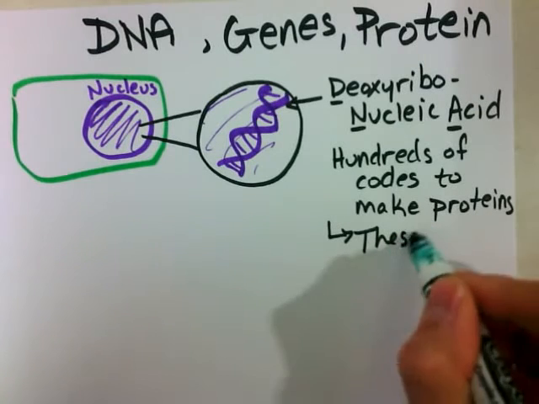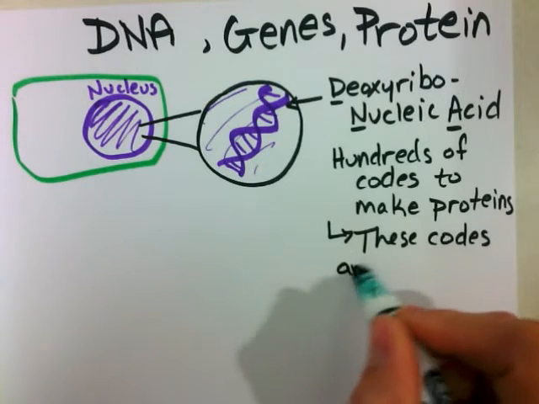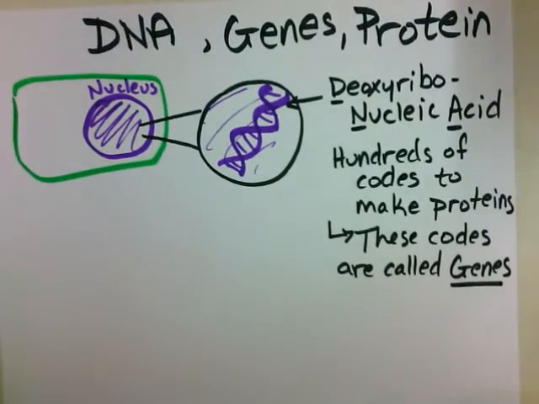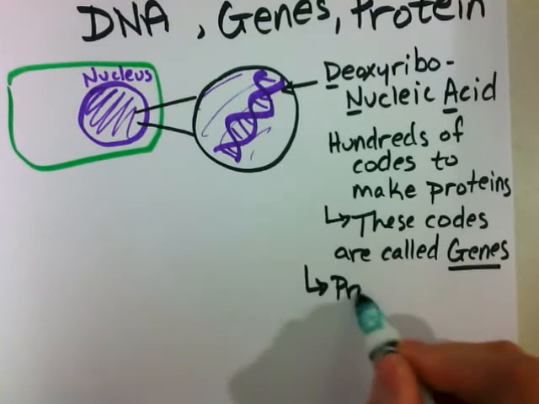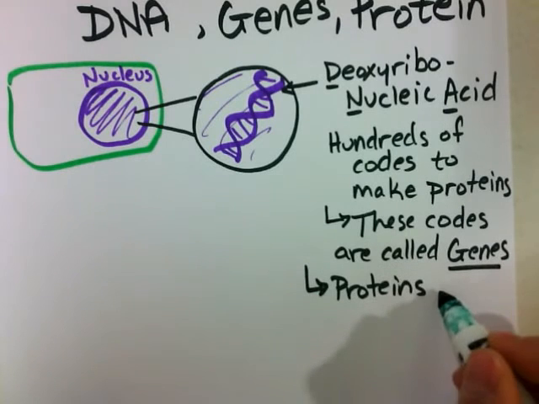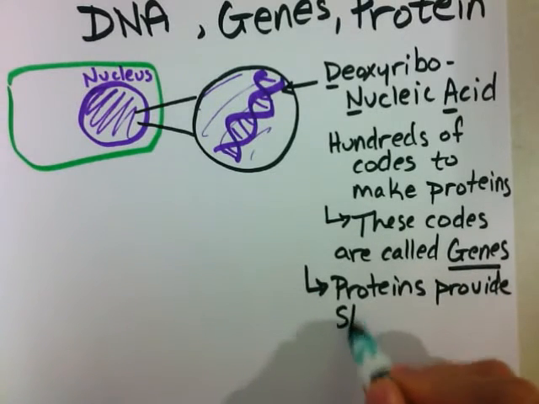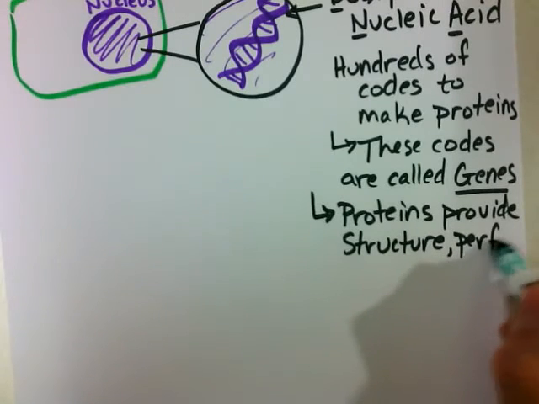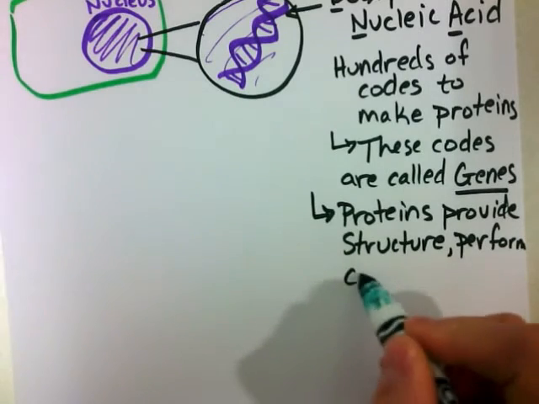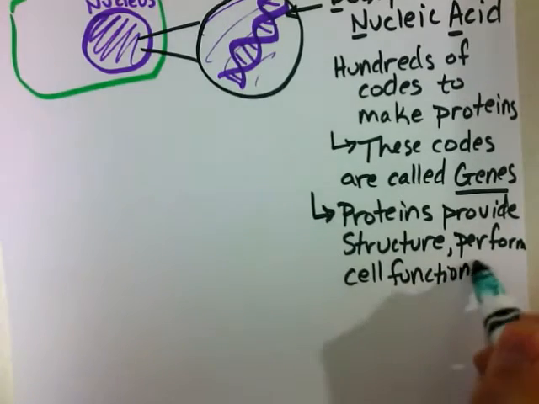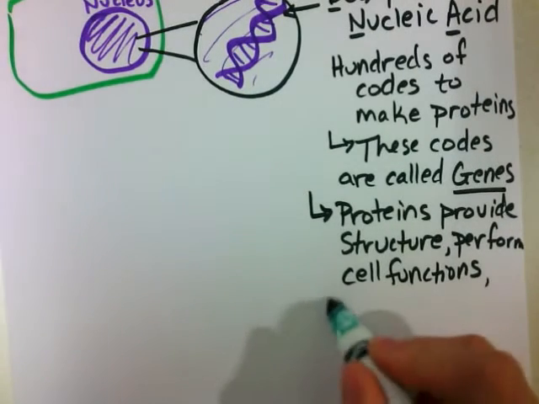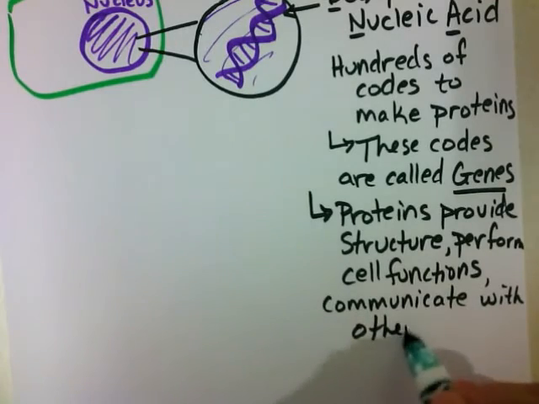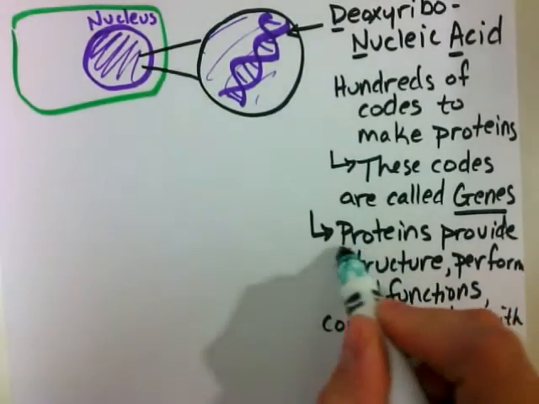These codes are called genes. Proteins, as a reminder, have a lot of function, such as they provide structure, they perform cell functions, and they also communicate with other cells. Proteins are extremely important.